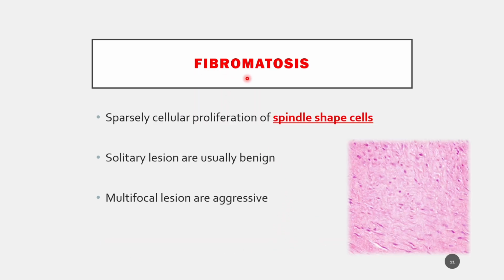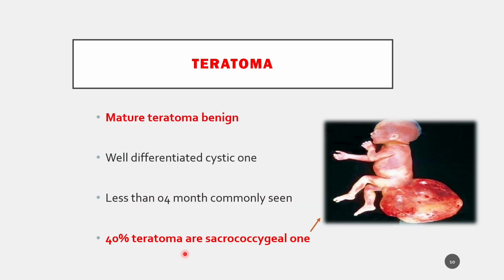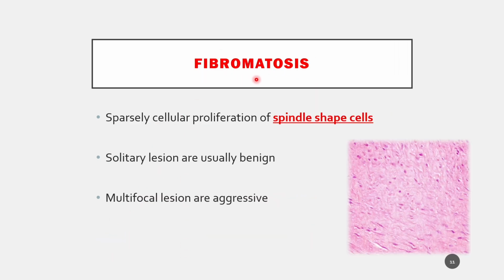The fourth benign tumor in children is fibromatosis. The name itself suggests here you have a proliferation of fibrous cells, spindle cell fibroblastic proliferation. It is a solitary lesion and it is usually benign. But sometimes there are multifocal lesions, means present at multiple sites, and that is usually aggressive, or else it's purely benign. So these are the four benign tumors of infancy and childhood: hemangioma, lymphangioma, teratoma, and fibromatosis. Fibromatosis is a benign tumor of fibrous tissue.